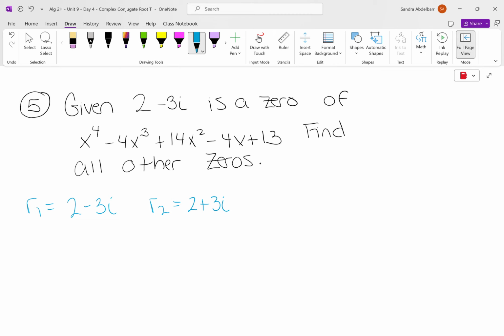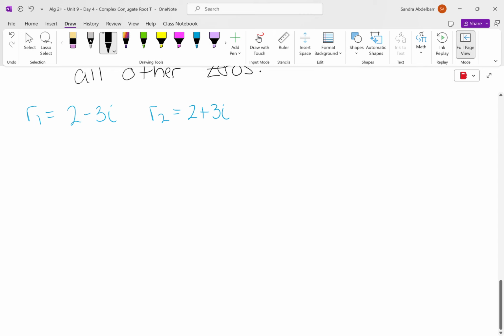We're going to do this. We're going to find the quadratic that gave us these 2 roots. We're going to take our original polynomial and divide it by our quadratic. That will give us the remaining factor, which will get us to the remaining 2 roots. Let's do it. That's the plan.